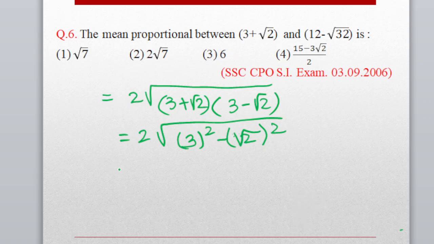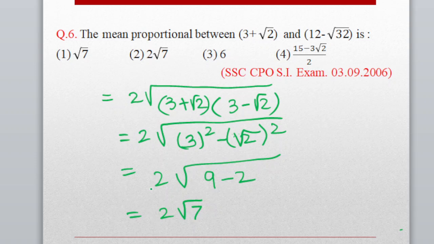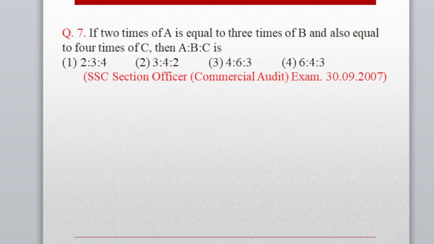So that is equal to 2 root over of 9 minus 2. So that is equal to 2 root 7. That means your option 2 is the right answer. Now next question. Before going to the next question, one thing I must tell: if you want the complete chapter of ratio and proportion, I have given the link of this chapter in the description section.